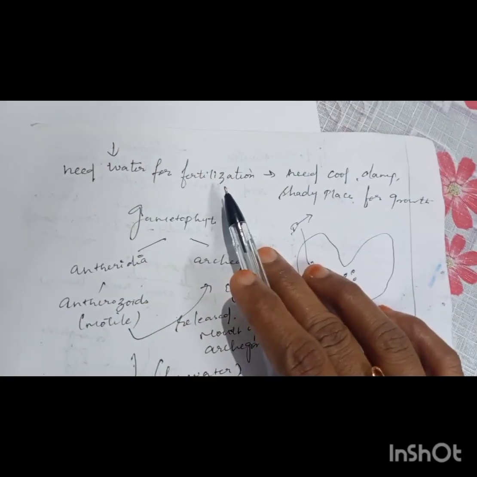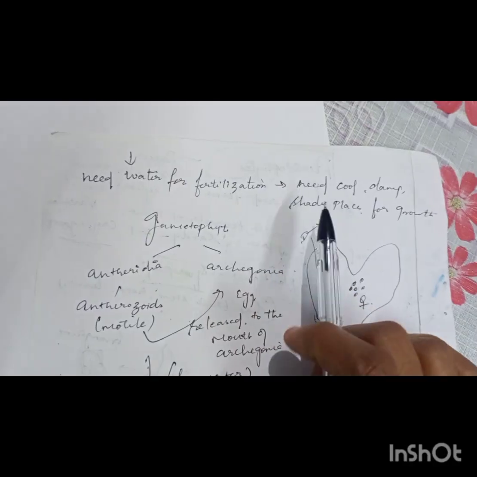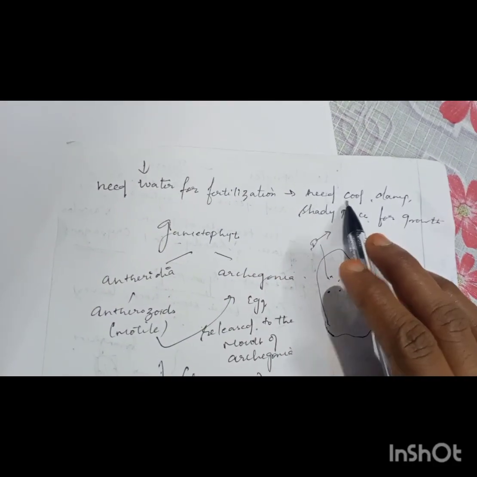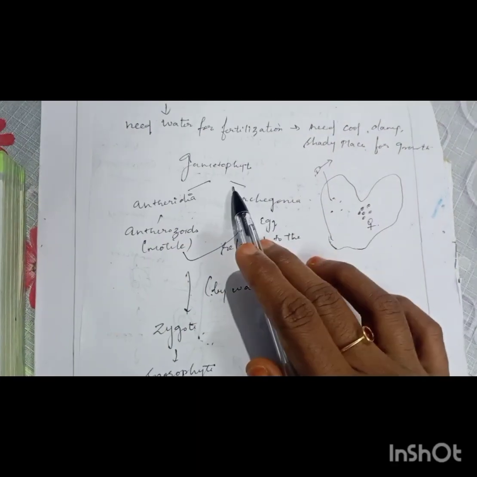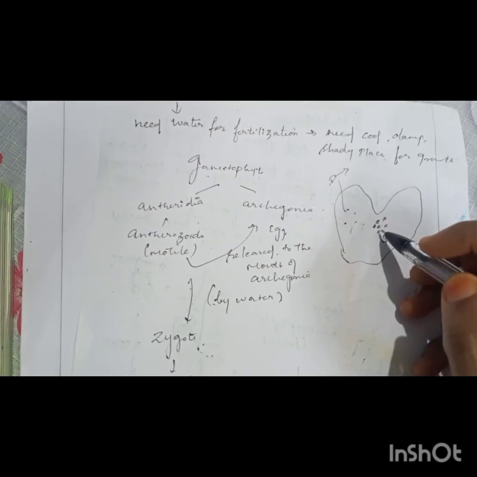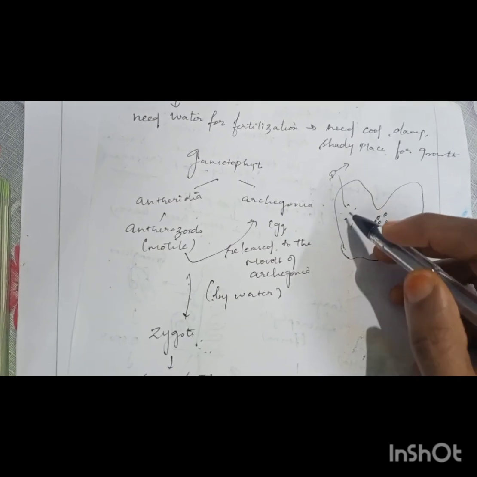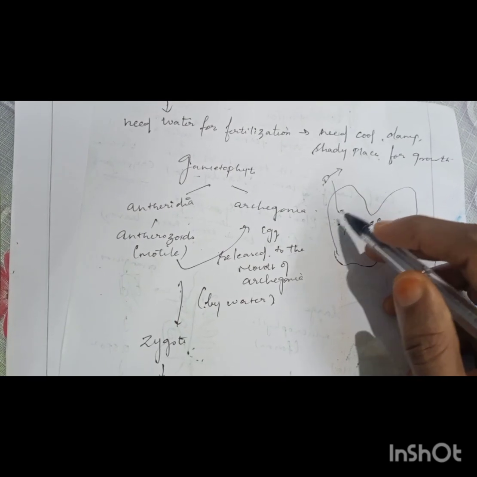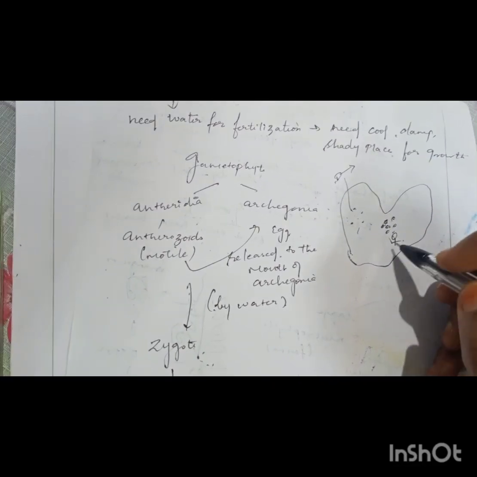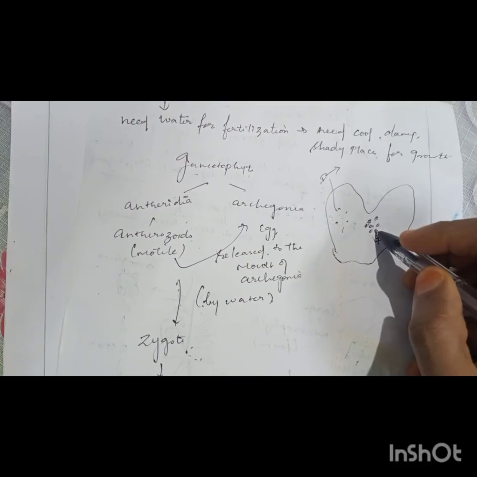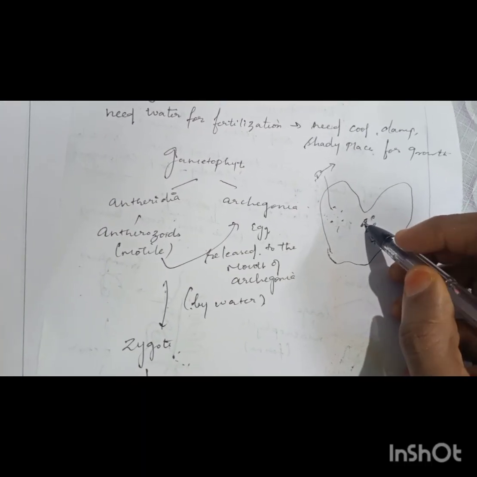The gametophytes need water for fertilization of their gametes, so they prefer to grow near cool, damp and shady places. In the gametophyte, antheridia and archegonia are produced on the same gametophyte. So let's have this as antheridia and this as archegonia. From the antheridia, motile, that is flagellate, antherozoids are released, which are transported to the egg present in the archegonia. Antheridia is the male structure, archegonia is the female structure. Inside the archegonia, the egg will be present.